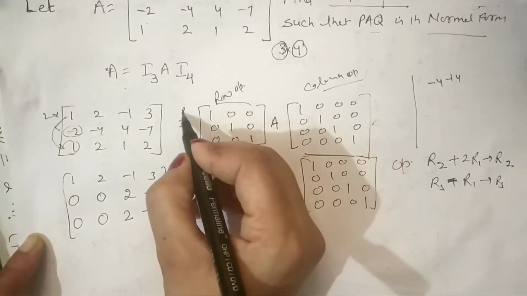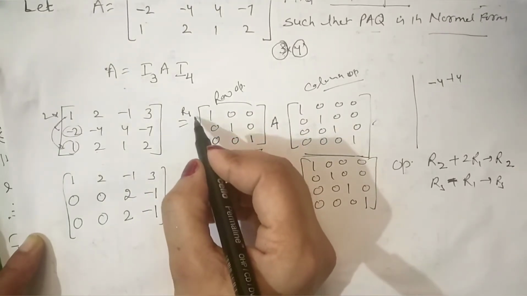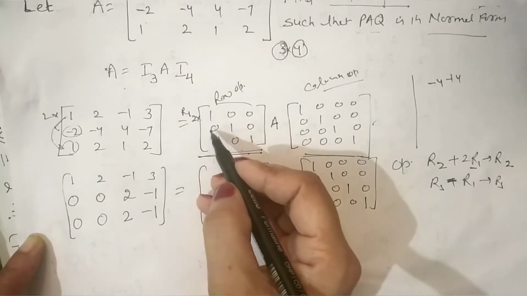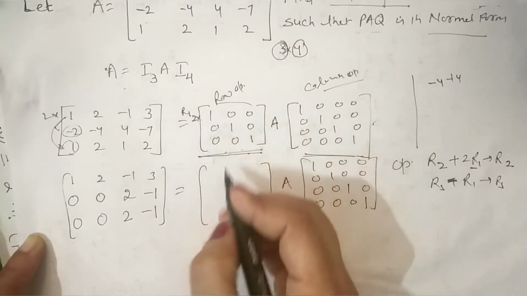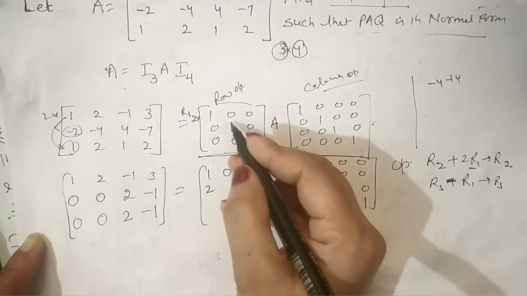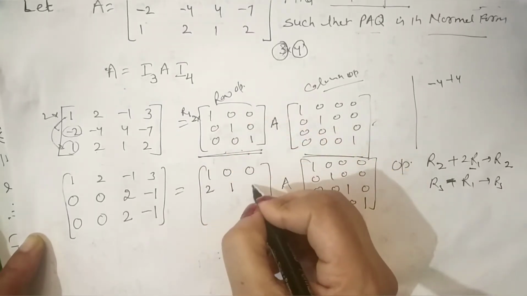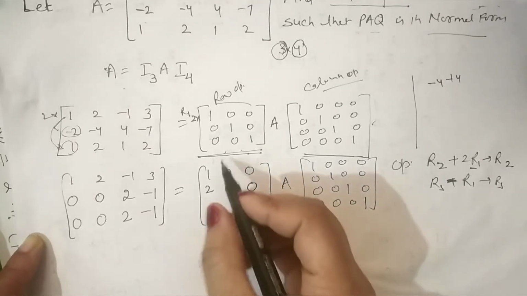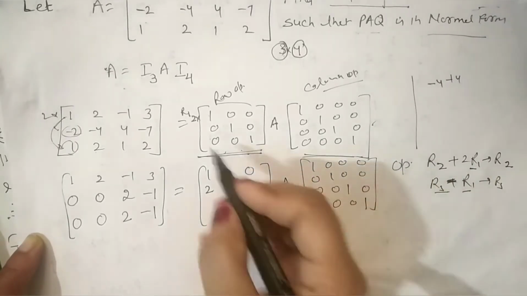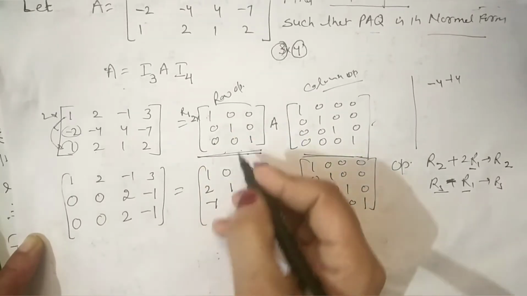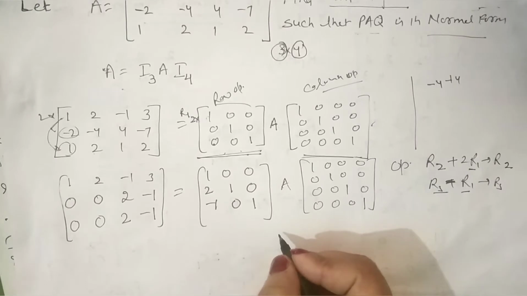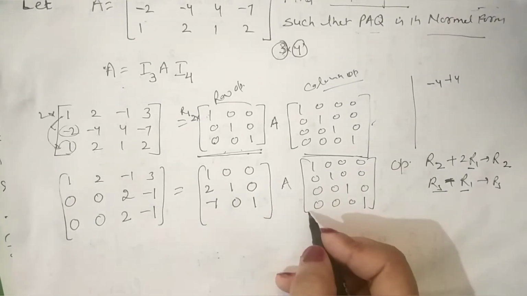This is your first row. First, we multiplied the first row by 2 and added it to the second row. So what we get, multiplied with 2 and added to 1 and 0. Now on the third row, what we have done is third row minus first row: 0 minus 1 is minus 1, 0 minus 0 is 0, 1 minus 0 is 1. So after this operation, this is what we get.